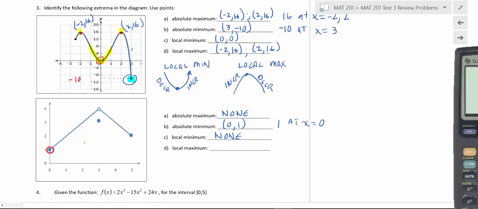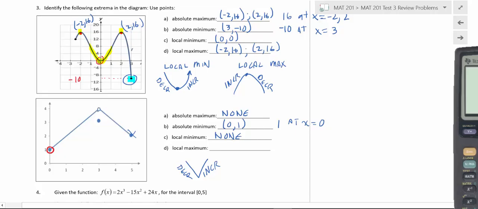Okay, now a local minimum, we don't have one. And the reason is because remember, a minimum has to look like this. The function has to decrease, and then it has to change directions and increase. So although this is an absolute minimum, it's not a local minimum because there's nothing to the left of that. That's an endpoint. Okay? This is also not a local minimum because it decreases to the left, but then there's nothing going on to the right.